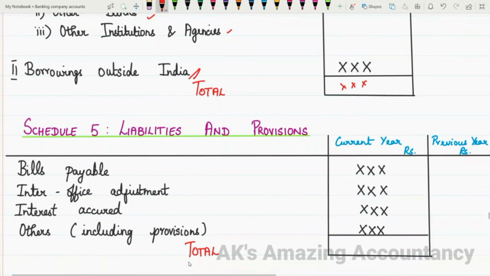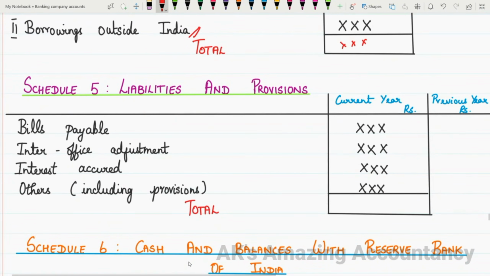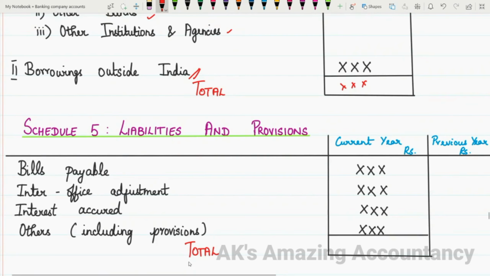Then next we have schedule 5, liabilities and provisions. With this schedule, schedule 5, liabilities and provisions, the schedules coming under the heading capital and liabilities will get over. So under schedule 5, liabilities and provisions, you will be entering bills payable. If you have any bills payable given in the problem, that will be entered under which schedule? Under schedule 5, liabilities and provisions.